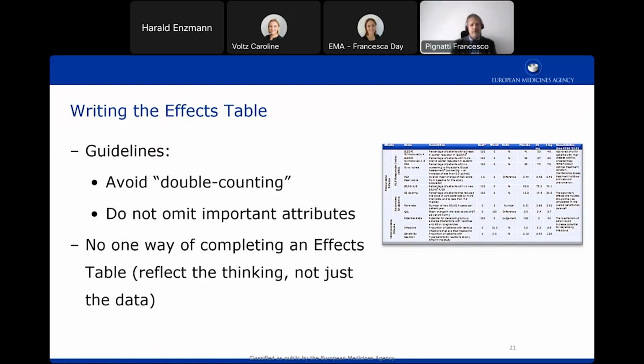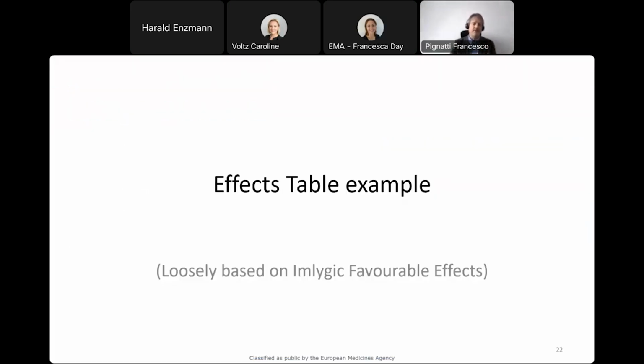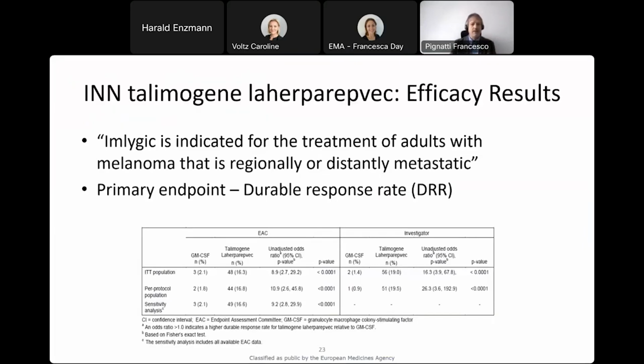And there are two really key criteria. One is to avoid double counting, avoid unnecessarily inflating, for example, the benefits with redundant information, but also not to omit important attributes that weigh in the benefit risk balance. But having said this, being a communication tool, the report, the effects table, there is no one right way of completing an effects table. And I'm going to show you an example of what I mean here.